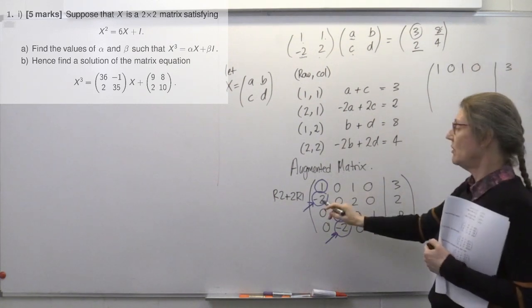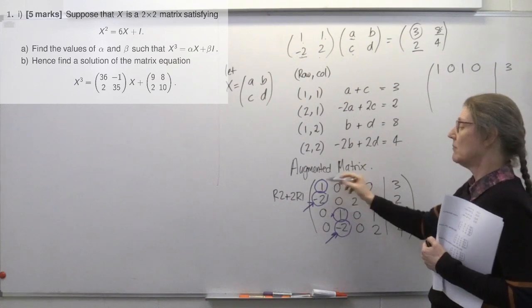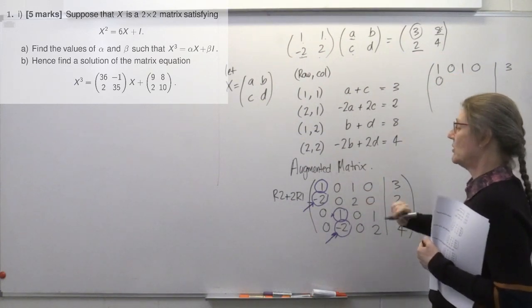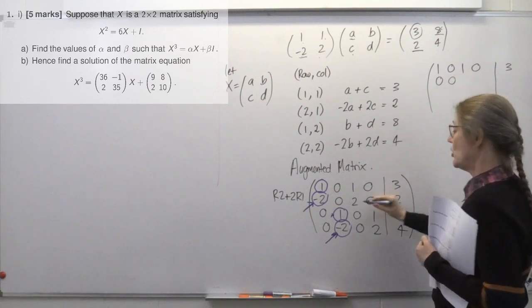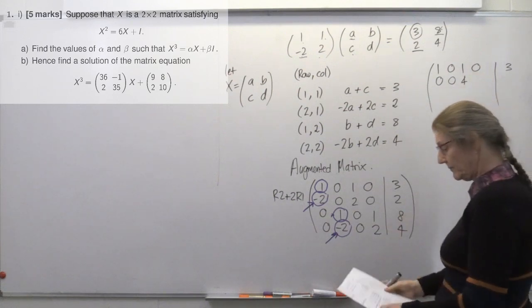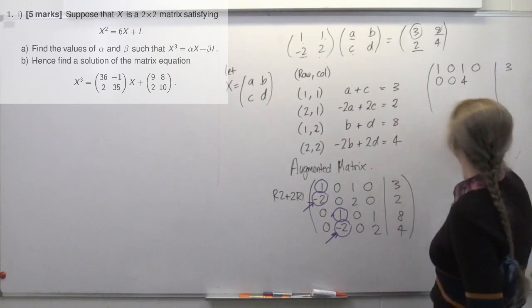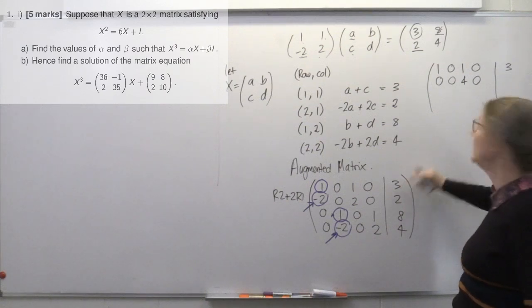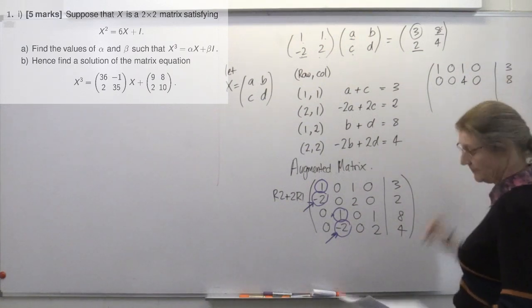Row 2 becomes row 2 plus 2 copies of row 1. That's 0, 0 plus 2 copies of 0, 2 plus 2 copies of 1, that's 4. And 0 plus 2 copies of 0 is 0. 2 plus 2 times 3, that's going to give me 8.